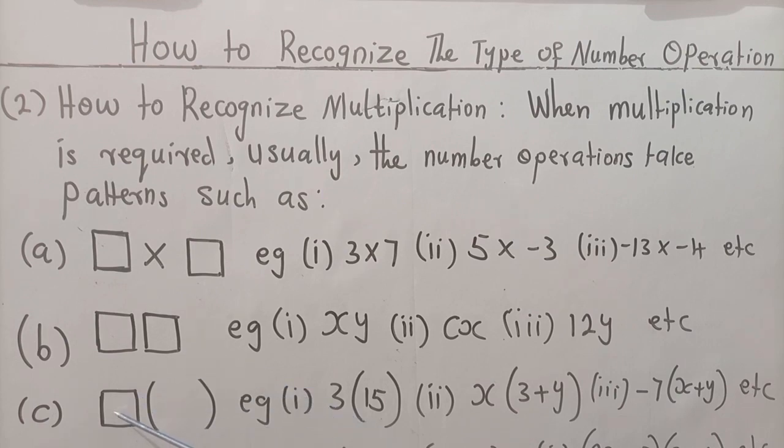The next is that this box can be this x, that is a variable, and what is in this bracket is a sum, 3 plus y. Remember that a sum that is bracketed is also considered a term. All right, the next example is minus 7 bracket x plus y. All of them conform to this pattern. That is, something outside the bracket multiplies the things in the bracket.